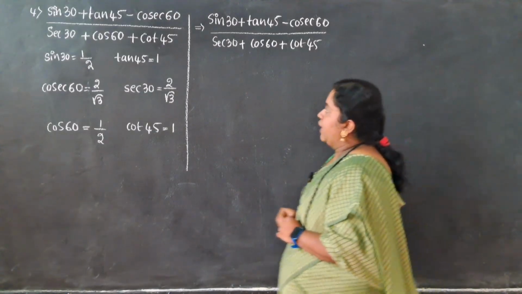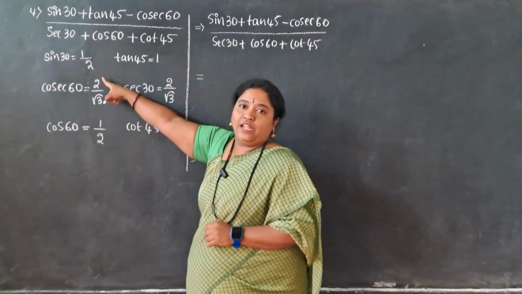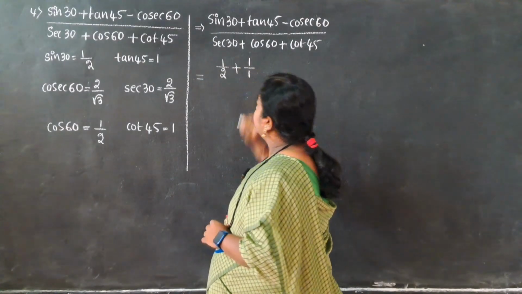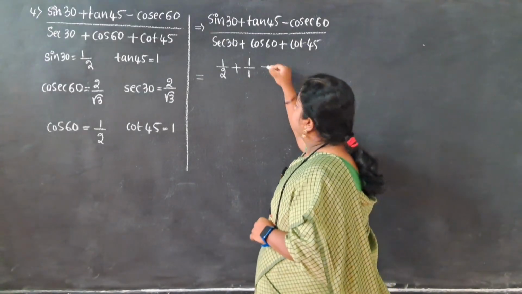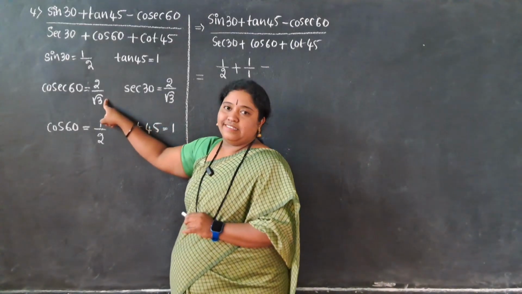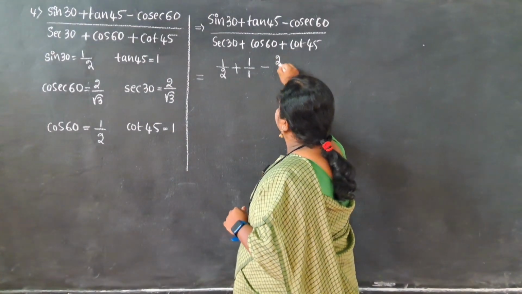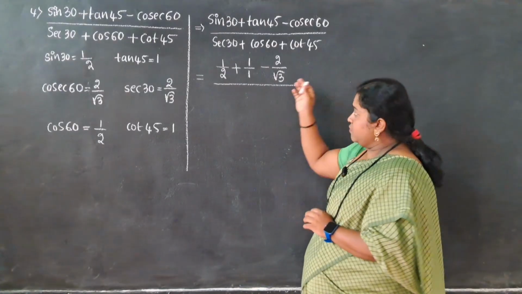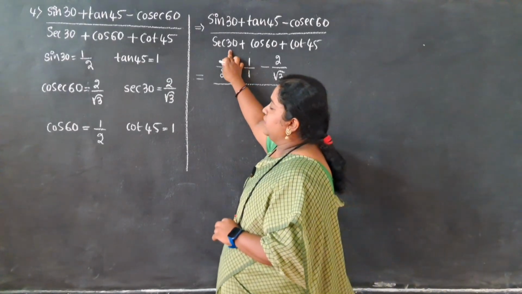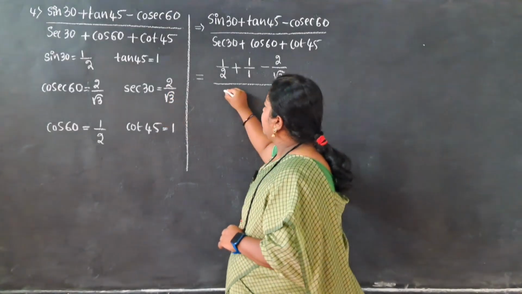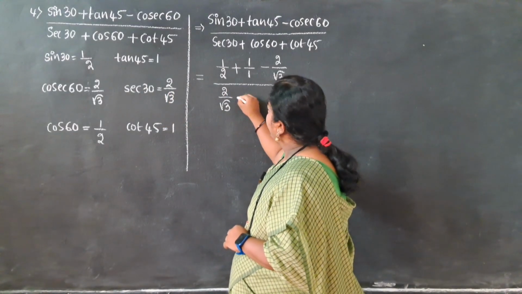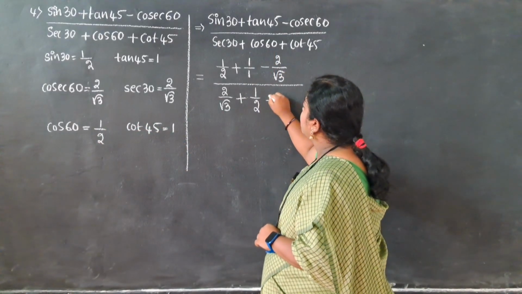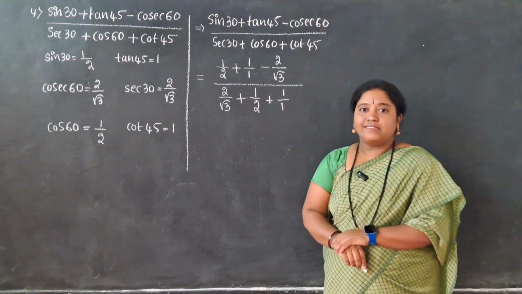Fine. Let me substitute the values. Sine 30, what is the sine 30 value I have? 1 by 2. Let me substitute in the numerator. Tan 45 is 1, so I'll be writing 1 by 1. Minus cosec 60. What is the cosec 60 value I have? 2 by root 3. So I'll be having here 2 divided by root 3. Whole divided by. Okay, put the values in the denominator also. Sec 30, what is the sec 30 value I have? 2 by root 3. So I'll be writing here 2 by root 3 plus cos 60 is 1 by 2. So here I'll be writing 1 by 2. Cot 45 is 1, so I'll be writing it as 1 by 1.